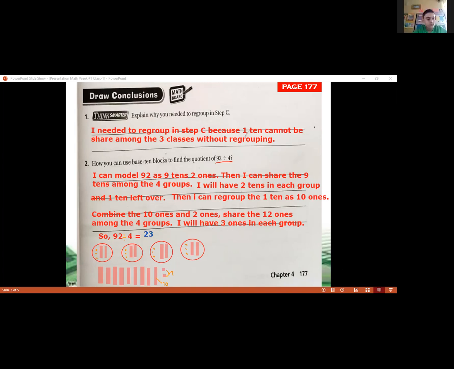That is the answer. 23 is the answer. This is just like the steps that we follow in this answer number 2. We have all the steps, but the answer of 92 divided by 4 is 23. Yes, copy this in your book, class.